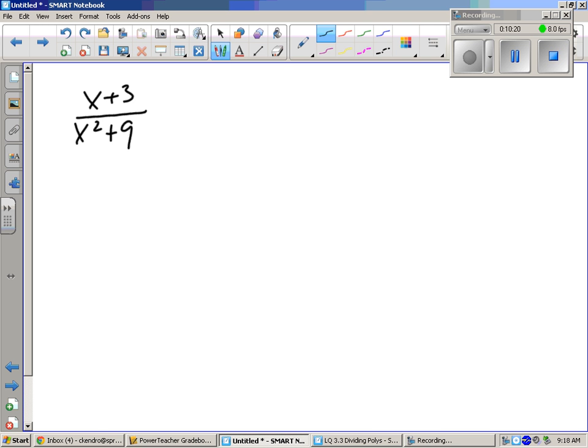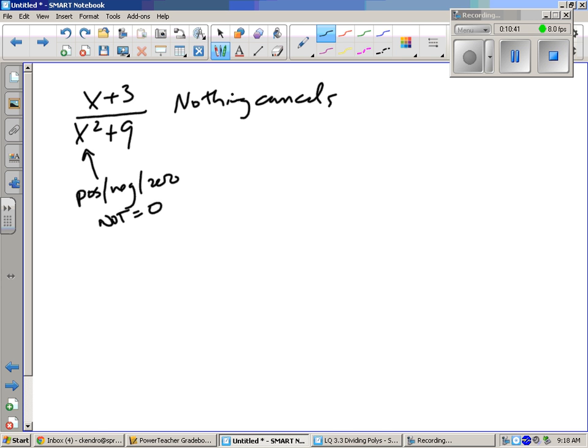Now, because of that plus sign, nothing cancels. We can't reduce this any farther. So there is no number in here that's going to make that 0, because even if I put a positive, a negative, or 0 in there, it's not going to equal 0. So there's no restrictions. Our domain is the reals. I can put anything I want in there and it'll be legal.